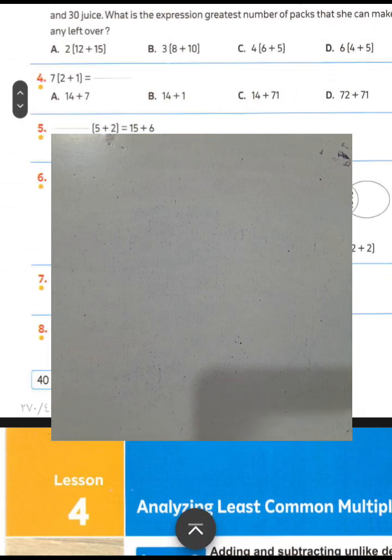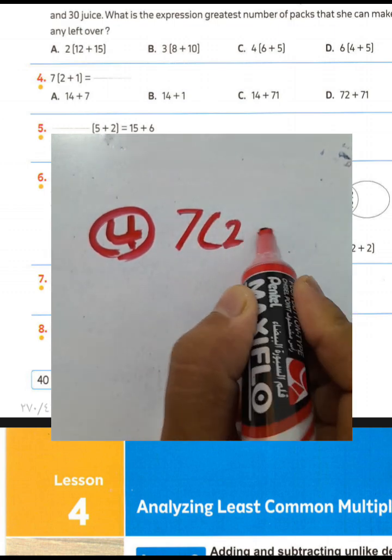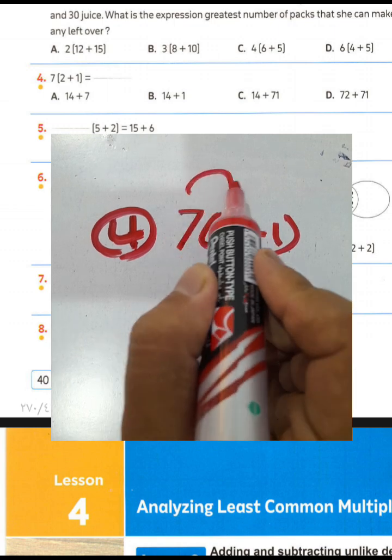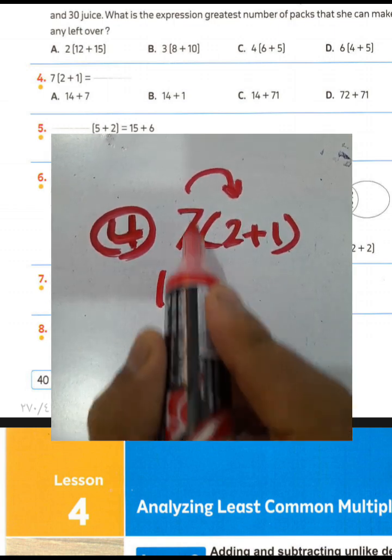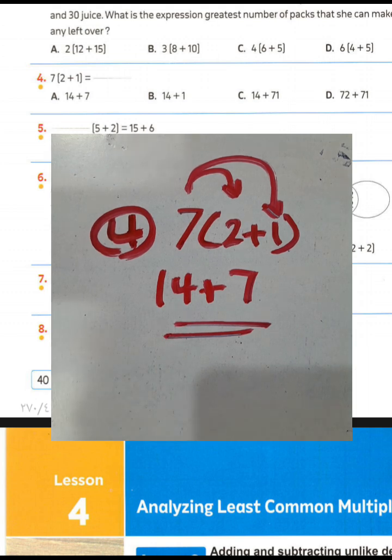Question number 4. 7 multiplied by 2 plus 1. We use here the distributive property. 7 times 2 equals 14, and 7 times 1 equals 7. Choose letter A about question number 4.